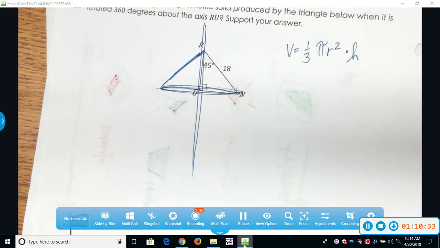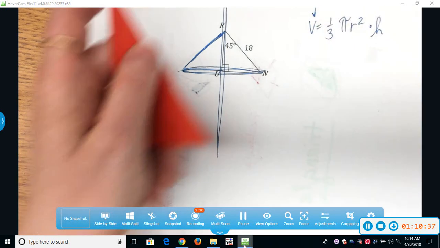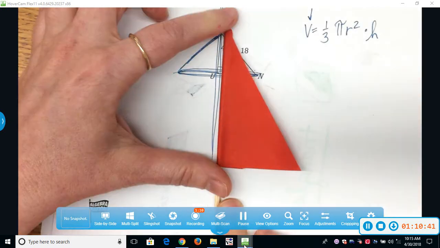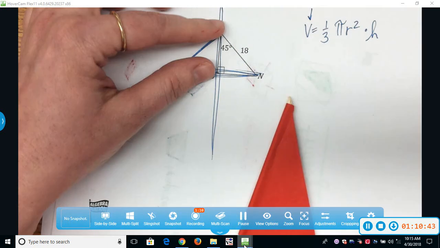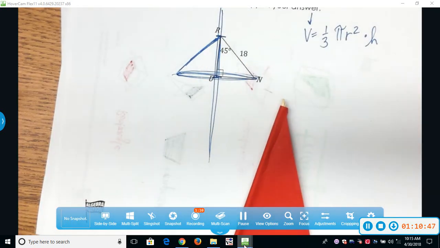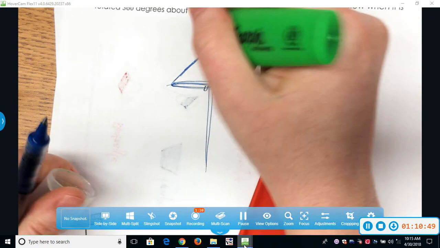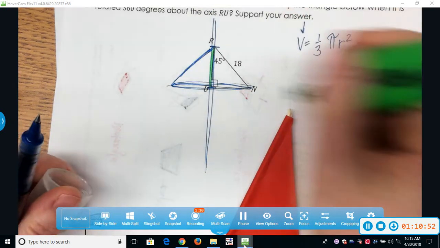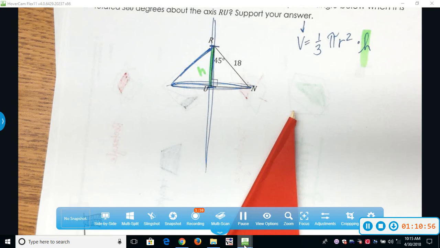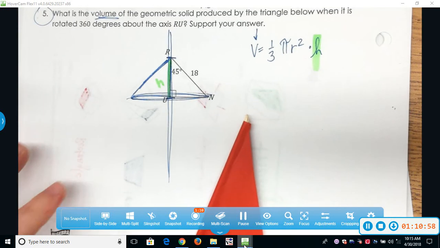Again, height. In this case, we're doing volume, so we don't want slanty height. We want height of the figure, so top to bottom. So here to here, this is the height that I want. I'm going to make that green. This is my height. My height is the green one.